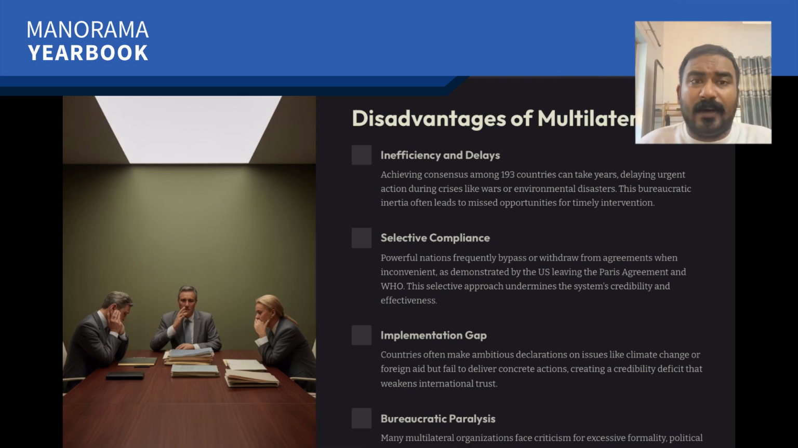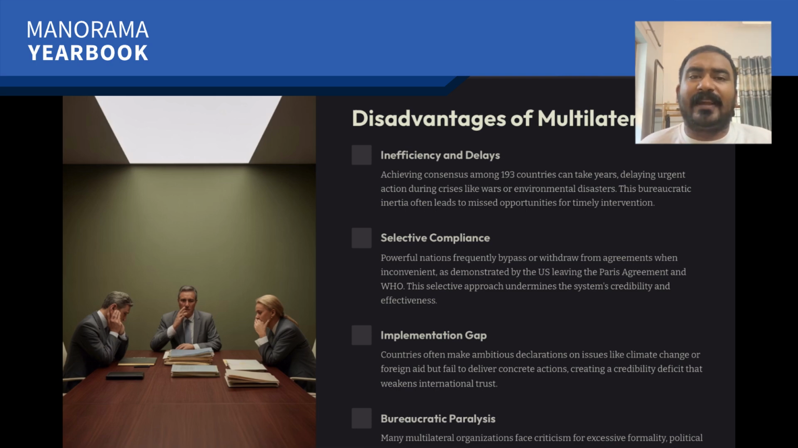Second point, powerful nations ignore the rules when it does not suit them. Which means multilateralism only works when all countries play fair. But powerful countries like the United States of America have often bypassed or withdrawn from agreements when it suits their national interests, like, for example, walking out of the Paris Agreement or the World Health Organization. These are examples of this point.